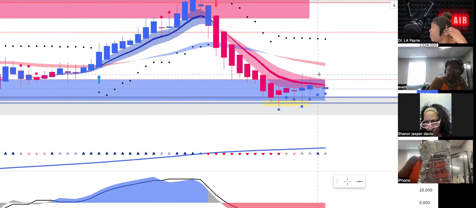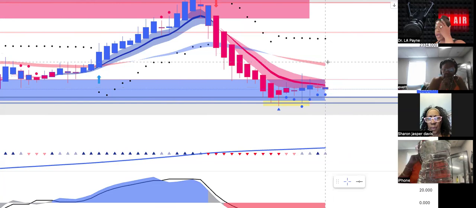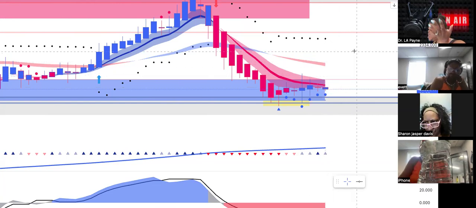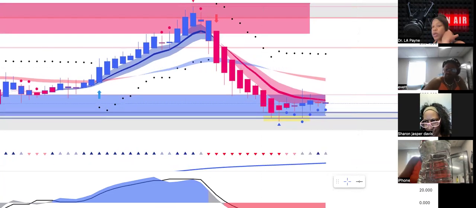then the EMAs need to cross and the waves will turn blue. So again, we respect the technology. This is really, really powerful.